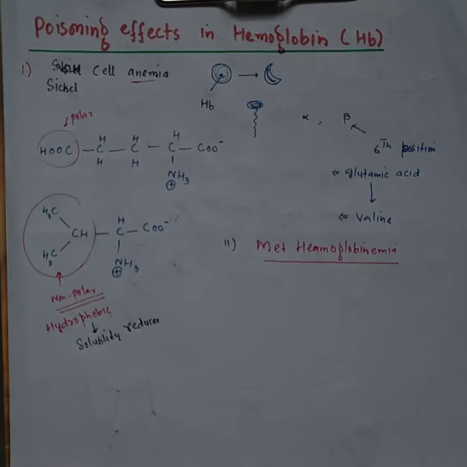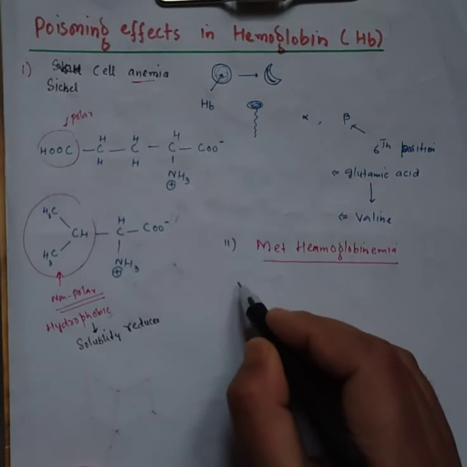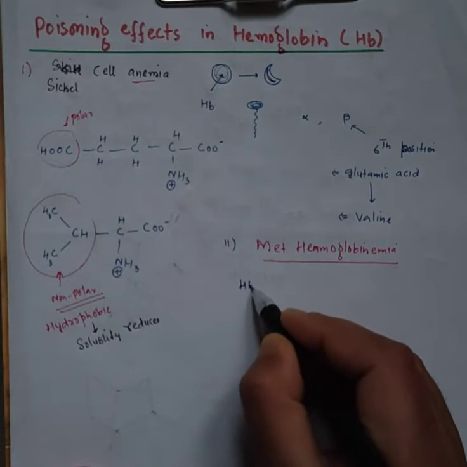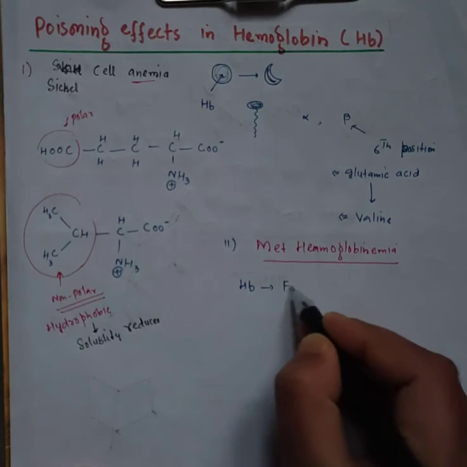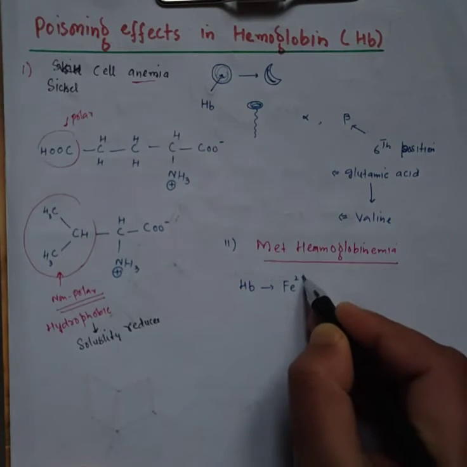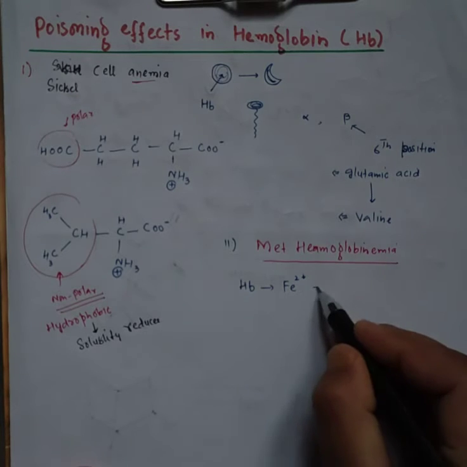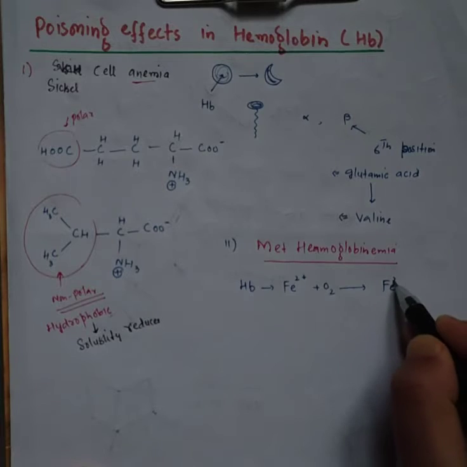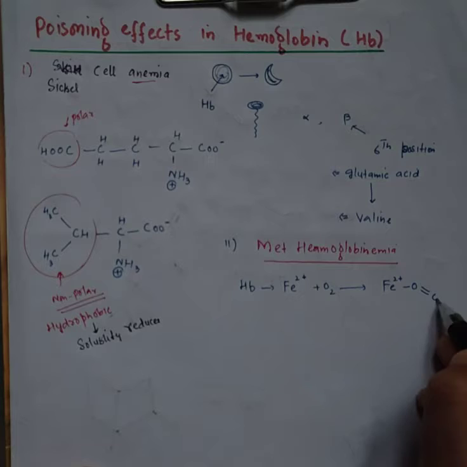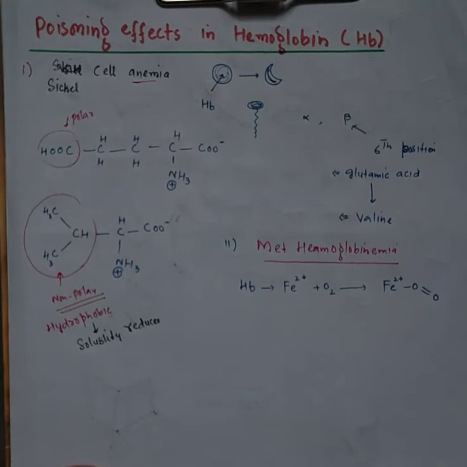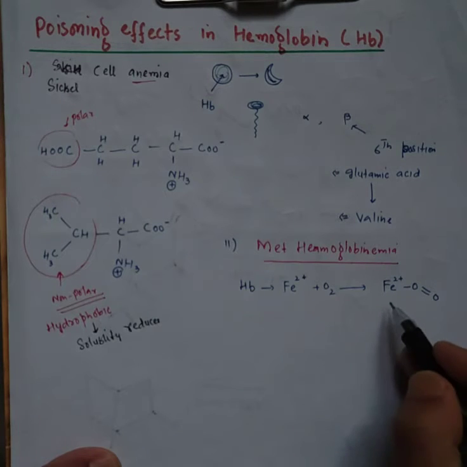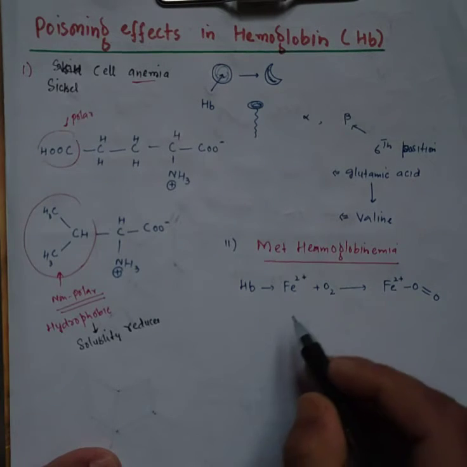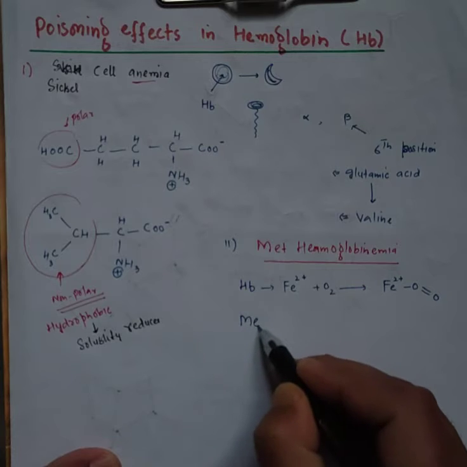So basically, normally होता क्या है, our hemoglobin normally contains iron as iron 2 plus. That's the ferrous state, and this ferrous state is active. It carries the oxygen, and then it transports the oxygen to the different parts of the body. Now this is the normal state, but in case of methemoglobinemia, this iron gets oxidized. That's called as methHb.